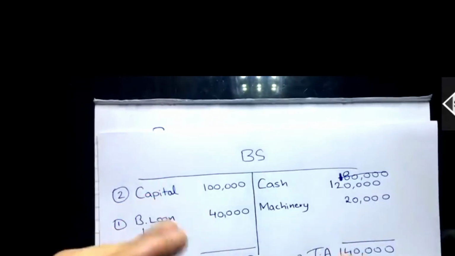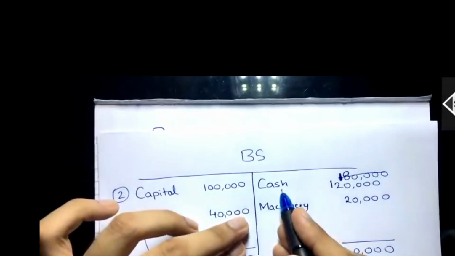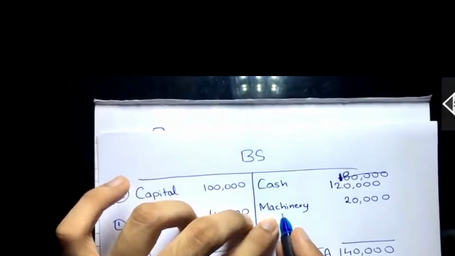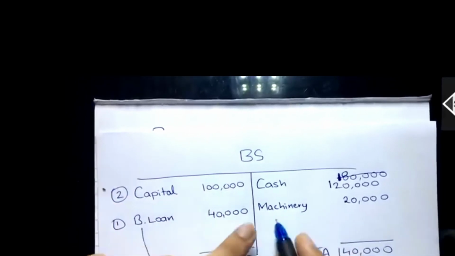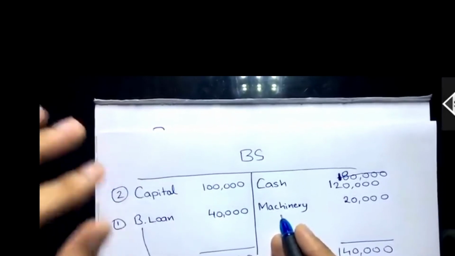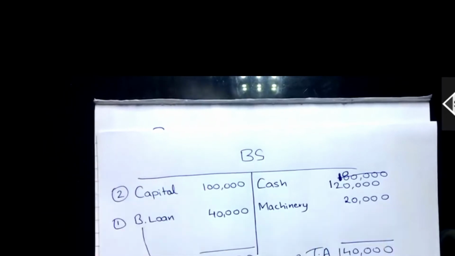Something that is controlled by the entity as a result of a past event, and future economic benefit should be there. You can do whatever you want with the cash. You can do whatever you want with the machinery, and you can expect that you will generate income, revenue from this machinery. You will use it in the operations, and you will sell whatever you produce with that machinery, and you will earn income. That's what an asset is. Machinery is an asset, cash is an asset.